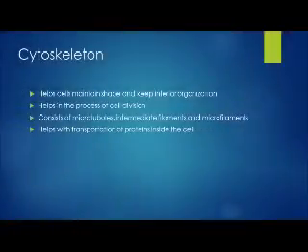Next is the cytoskeleton. It helps maintain the shape of the cell and keep interior organization. It helps in the process of cell division. It consists of microtubules, intermediate filaments and microfilaments. It also helps with transportation of proteins inside the cell.